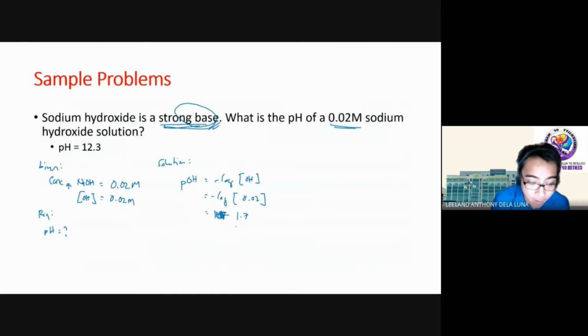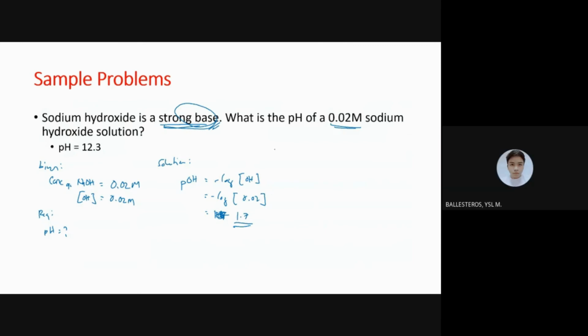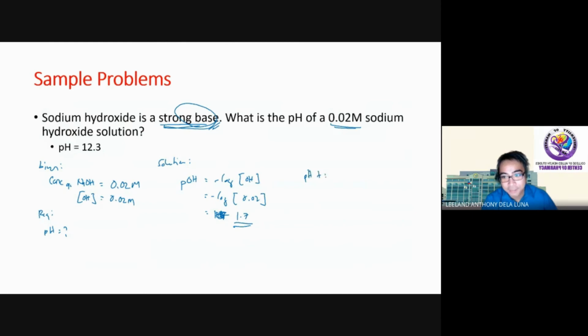Okay? The pOH is 1.7. Now, of course, class, that's just pOH. Anong gagawin ko next? Minus 40. Okay, pabalik tayo ngayon ulit doon. pH plus pOH equals 14. Okay? So, therefore, pH is equal to 14 minus 1.7, and that would give you 12.3.